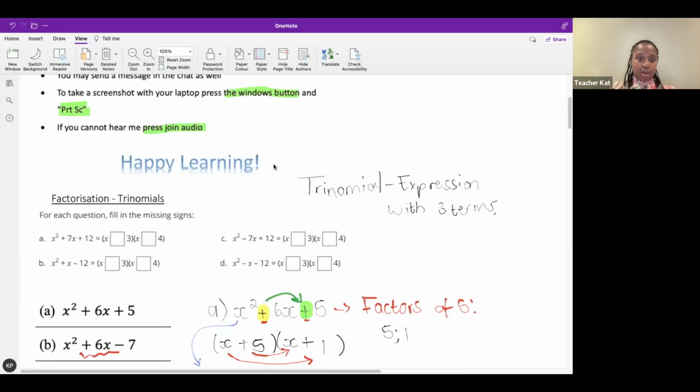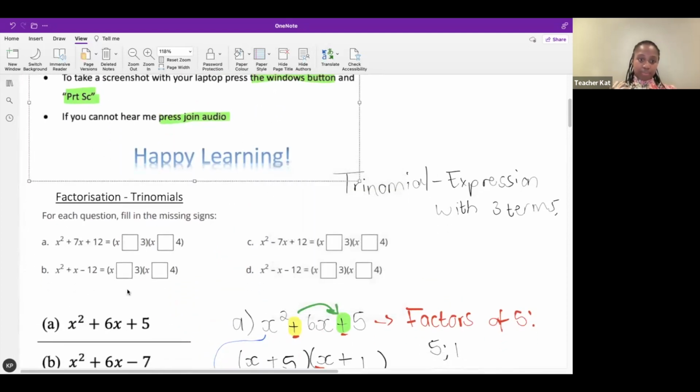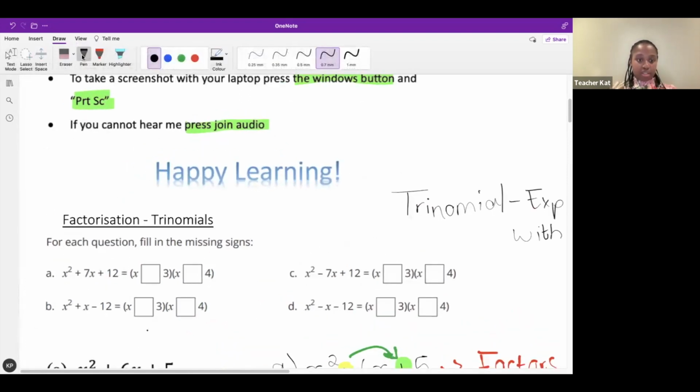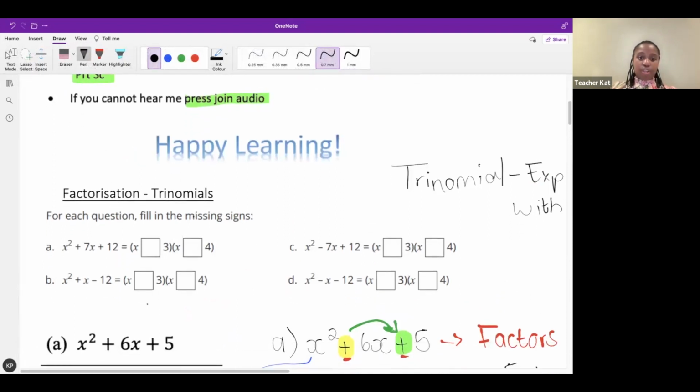Okay, let's go back to this one. Now we're just going to determine signs, right? Let's see the first one. For each question, fill in the missing signs. Let's look at A. Before we even fill in where the signs go, I know I'm going to have a positive and a positive, because a positive means keep, right? So it doesn't matter where we put them, because they're both positives. Plus, plus.